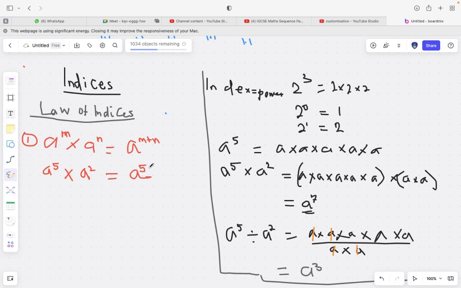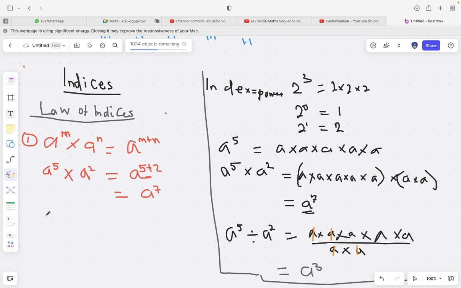So no need to say a times a times a times a times a times a. Just add the power. So you will get a to the power of 7, because 5 plus 2 is 7. Is that okay? You see, it's the same answer. So instead of going this way, you apply the laws of indices, and you get the problem solved in a twinkle of an eye.